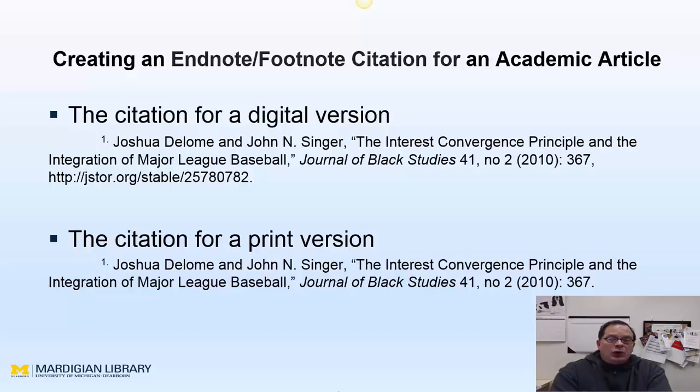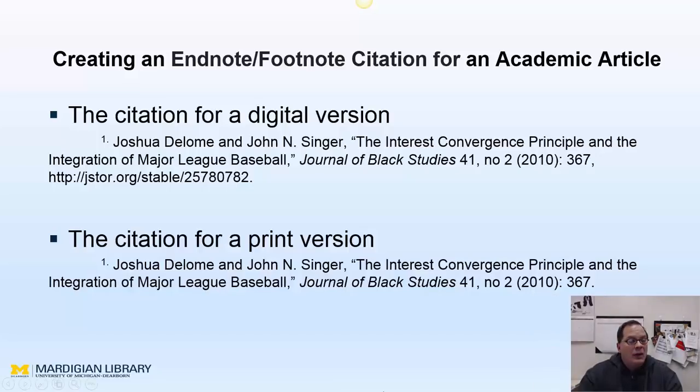Now, if you were creating the citation from the print version of the article, then you would just end it with the page number at the end. You obviously would not have to include a URL. So that is what you need to do to create a citation for an endnote or a footnote for an academic journal article.